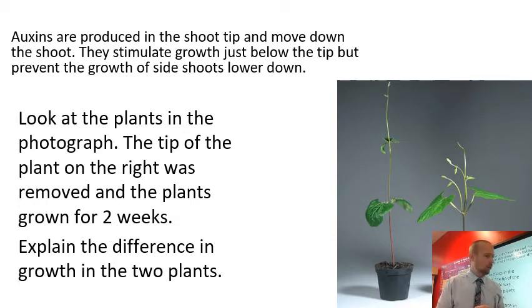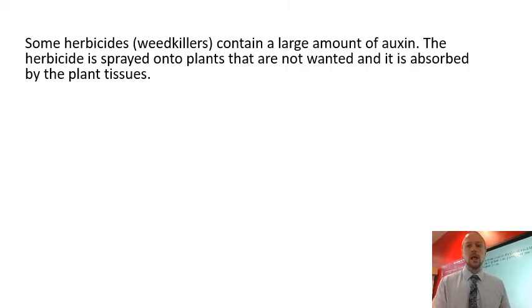So an answer here would be: the plant on the left, which didn't have its tip removed, is creating auxins, and auxins are stimulating growth, so it grows taller. Conversely, the one on the right, which had its tip removed, is not producing auxins, so it's not getting that stimulation, so it's not going to grow as much in the same amount of time as the plant on the left.